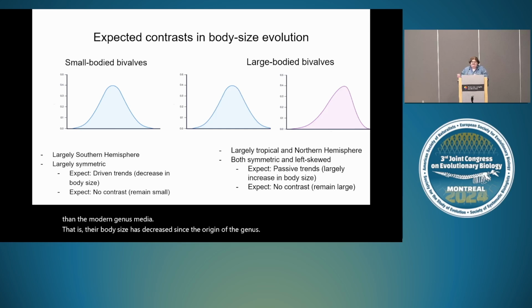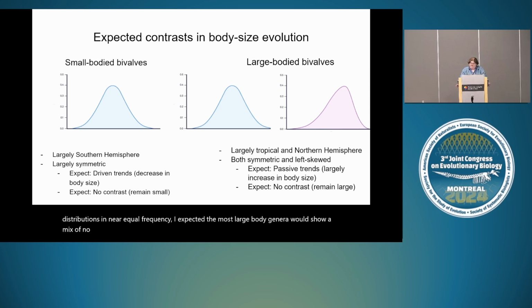In contrast, given the prevalence of large-bodied bivalves in the tropics and the northern hemisphere, and the fact that large-bodied genera tend to sport symmetric and left-skewed distributions in near equal frequency, I expected that most large-bodied genera would show a mix of no contrast in their first known fossil size and current median, and passive trends in which the earliest fossil member of each genus is significantly smaller than the modern genus median. Thus, body size has increased since the origin of the genus.